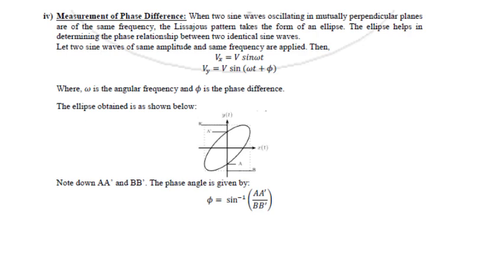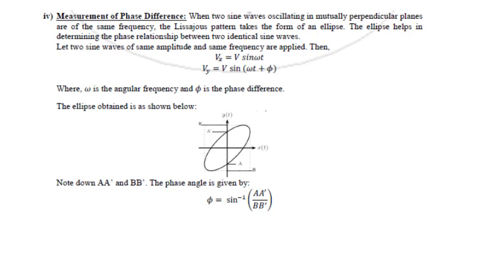Phase difference can also be measured when two sine waves oscillating in mutually perpendicular planes are of the same frequency. The Lissajous figure forms an ellipse. This ellipse helps in determining the phase relationship between the two. Suppose two sine waves are there, having different phases. One is Vx equal to V sin omega t, but another is Vy equal to V sin omega t plus phi. Phi is the phase difference. So the ellipse will be obtained.